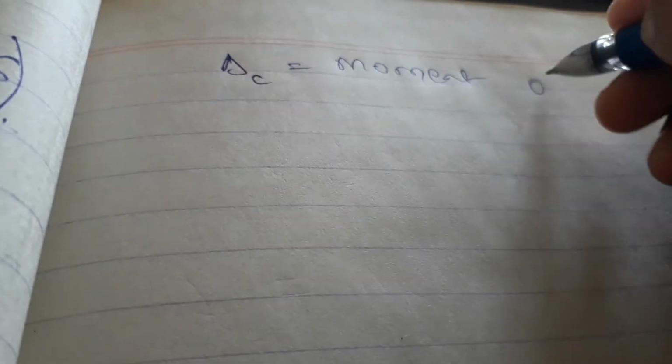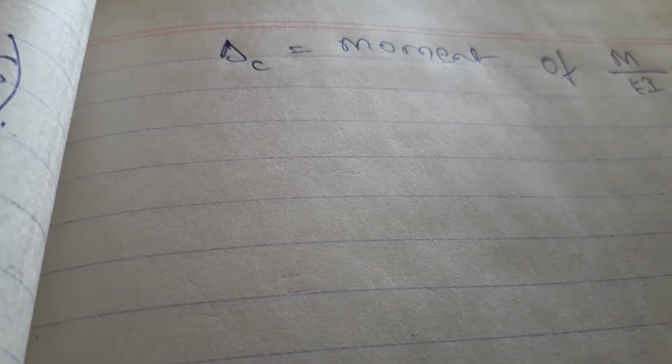Now to calculate delta C. Delta C is nothing but the moment of the M by EI diagram between B and C about B. So that is half into base into height into 1/3 of 6, which is equal to 1800 by EI, that is delta CB.